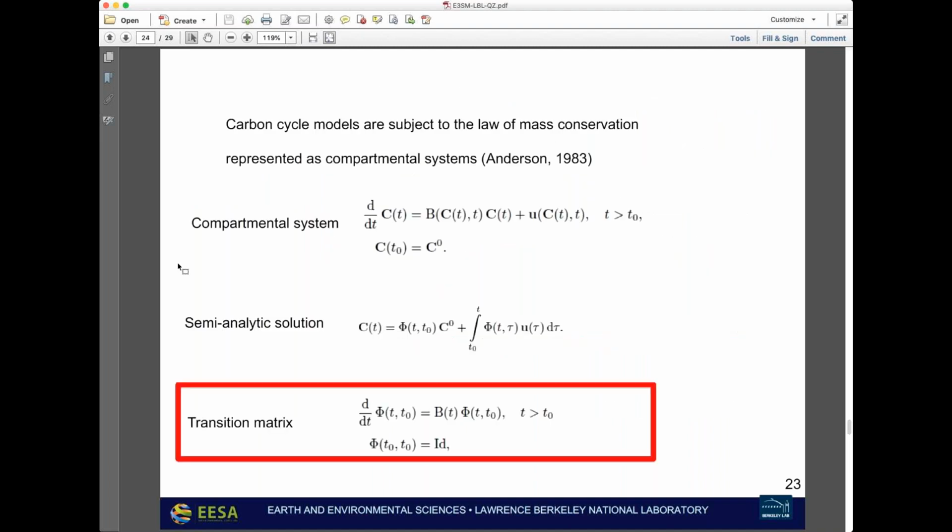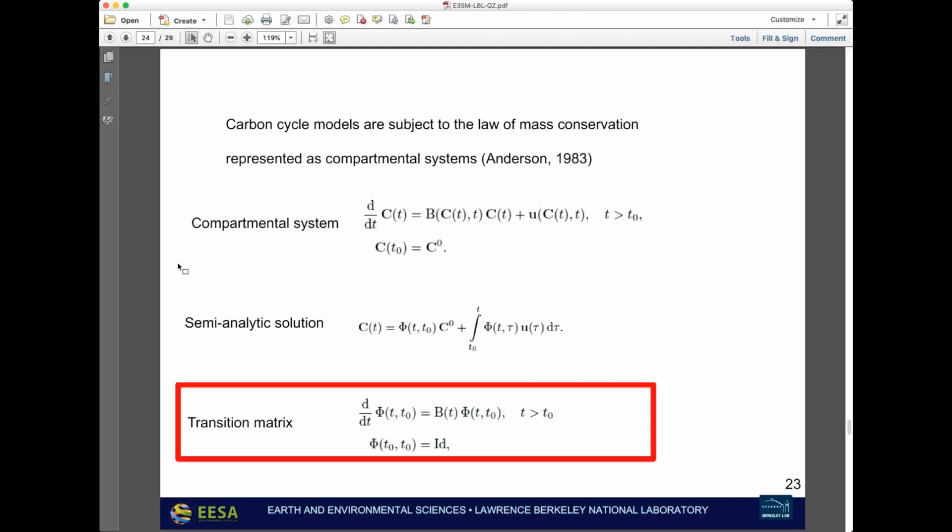Okay, so just a little bit of math. I won't get into it too much, but I just wanted to mention that the carbon cycle model, from a mathematical perspective, is subject to the mass conservation law, so we can just solve it as a compartmental system. And there is a semi-analytical solution of it.